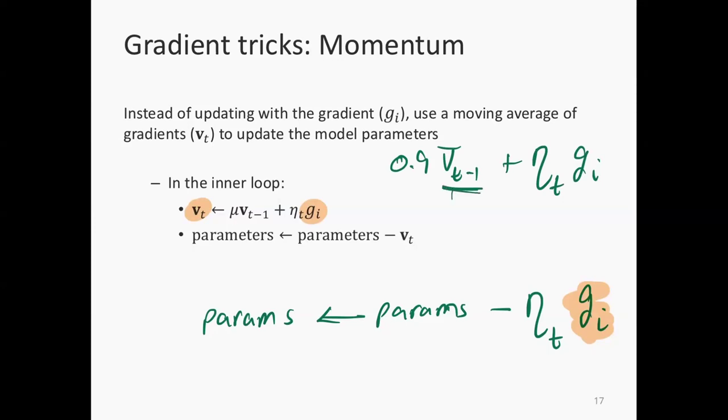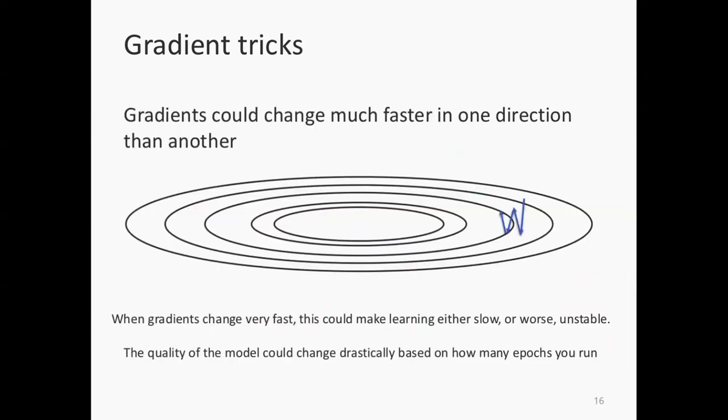But this is not the previous gradient. This VT itself is the average of the previous gradient and the history. So VT is like an exponentially decaying moving average of the entire history of updates. And then instead of updating the parameters in the direction of the gradient, you update them in the direction of this smoothed term. This essentially serves to smooth the gradients, and it basically makes this thing a little smoother.